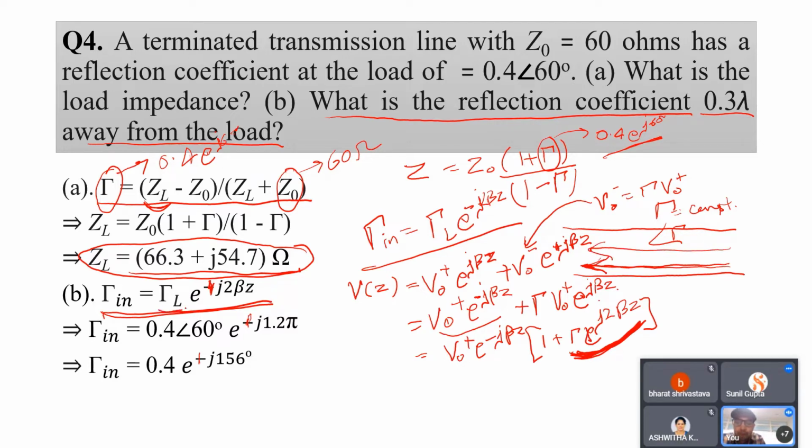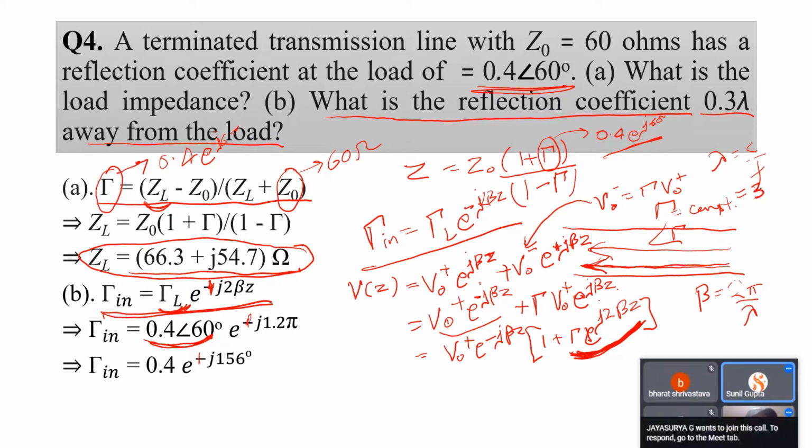Okay, so the magnitude of gamma will remain the same. Here you can put the value of gamma, that is 0.4 phase of 60 degrees, into e raised to the power j 2 beta z. Okay, so beta is defined as 2 pi by lambda, and lambda you can calculate as c by f. But it is not required here, because of 2 pi by lambda.